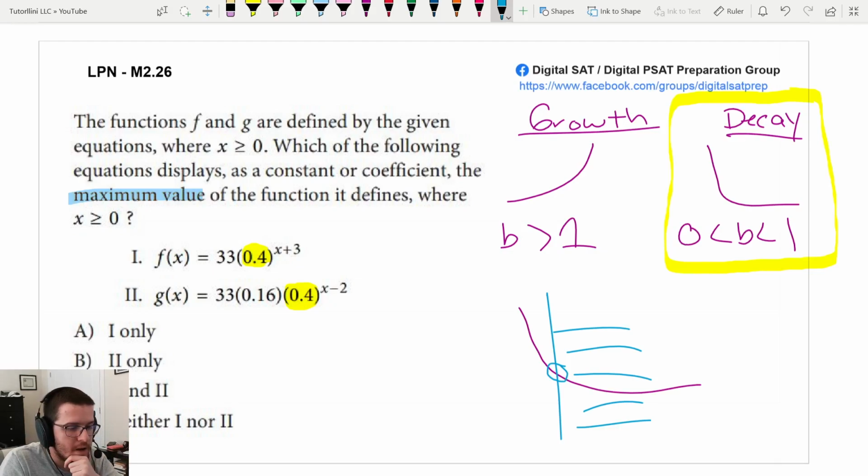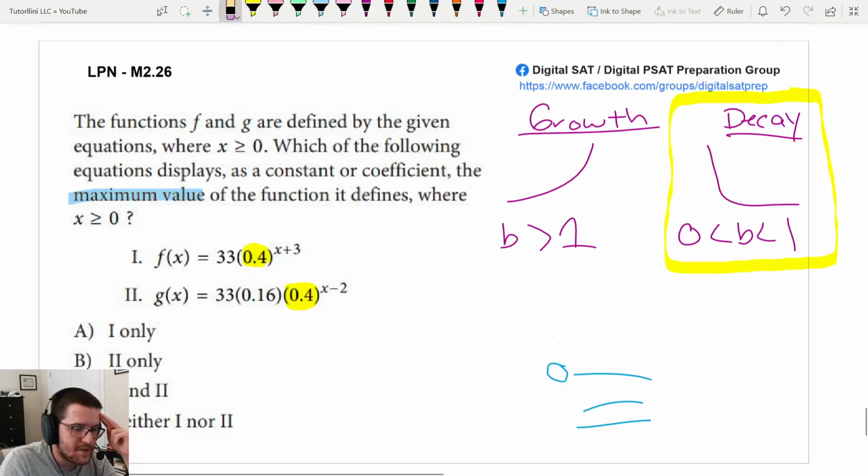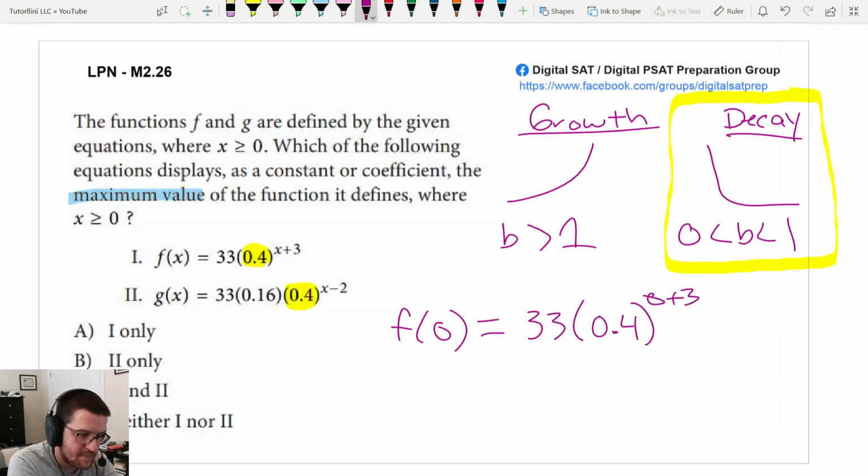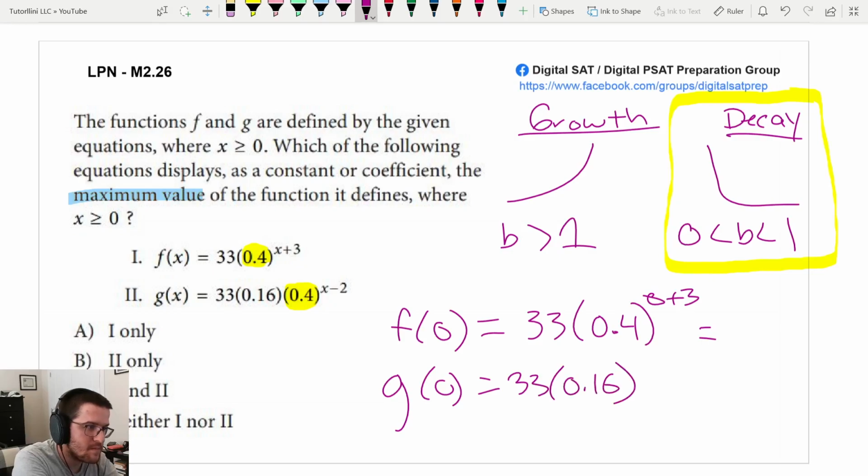So we want the smallest possible value of x. Well, they tell us x is greater than or equal to 0. So the smallest possible value of x is 0. So to find the maximum, for each of these, we're going to just plug in 0. So f of 0 is equal to 33 times 0.4 to the 0 plus 3. And then g of 0 is 33, 0.16, 0.4 to the 0 minus 2.